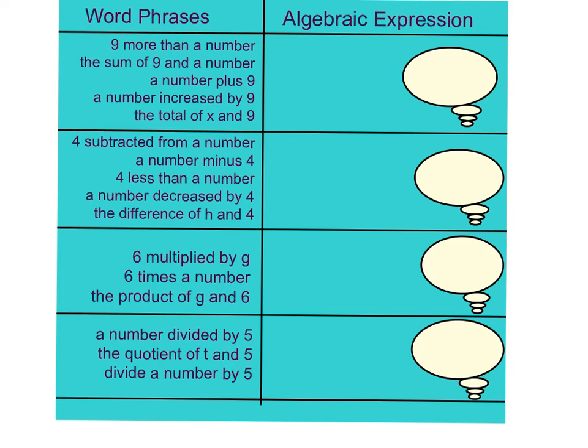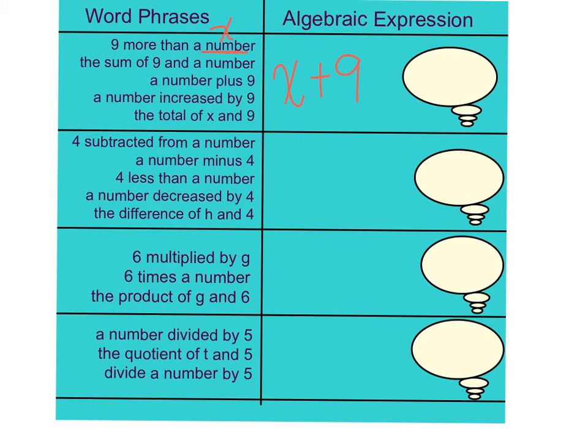Now the phrases that are grouped together all represent the same numerical expression. Okay, so 9 more than a number, the sum of 9 and a number, plus 9, a number increased by 9, the total of x and 9, all represent a numerical expression that looks like x plus 9. Remember, if we don't know what that number is, we're going to call it x. Let's look at the next one.